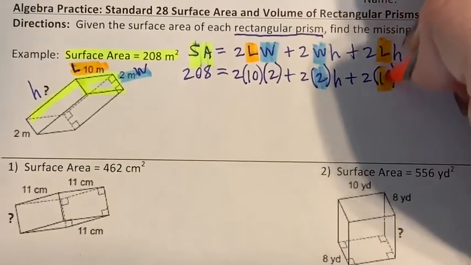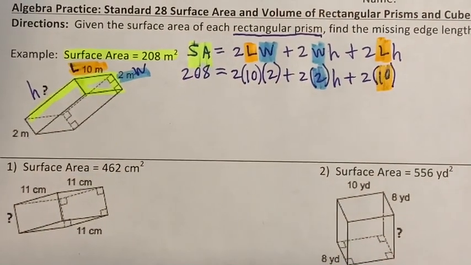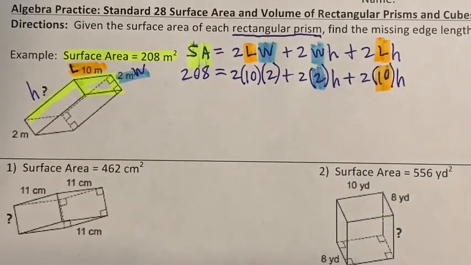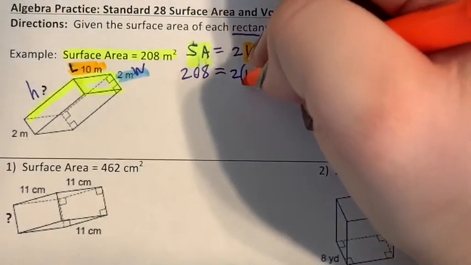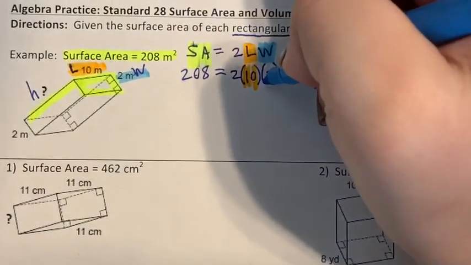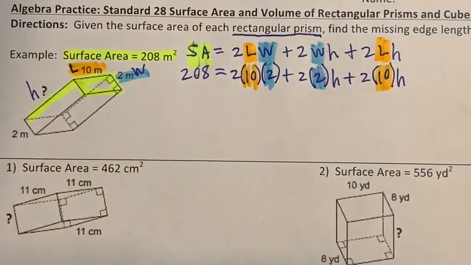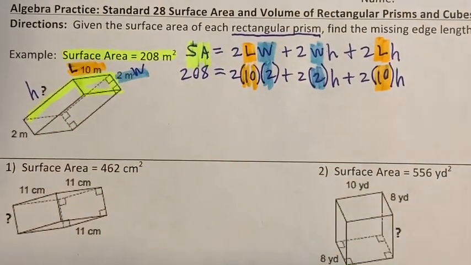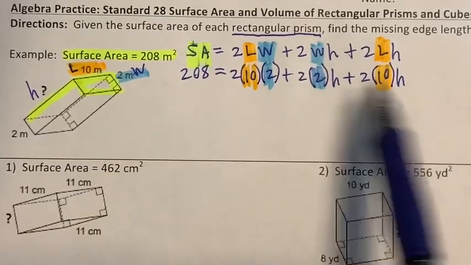And then the last piece is times my height, which we don't know, so I will label it H. So here I have plugged in all of the parts to my figure. Sometimes using color is helpful to see where the different pieces are coming from. The next thing that we need to do is simplify this.